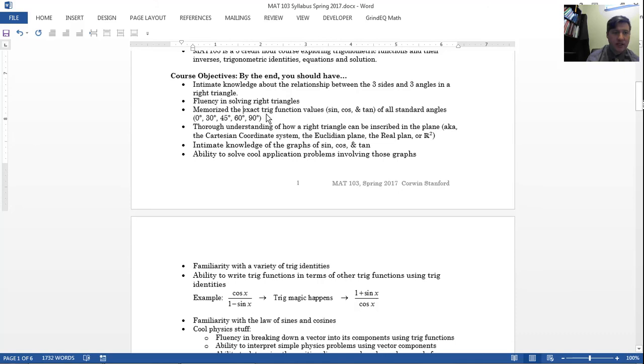Second is fluency in solving right triangles. You should be able to find all three sides and all three angles, provided you're given enough information about the triangle. Probably the most scary sounding one: you need to know the exact trig function values of sine, cosine, and tangent of all of our standard angles, 0, 30, 45, 60, and 90 degrees. That sounds complicated. I'm going to show you in one of our lectures a very simple way to remember this.